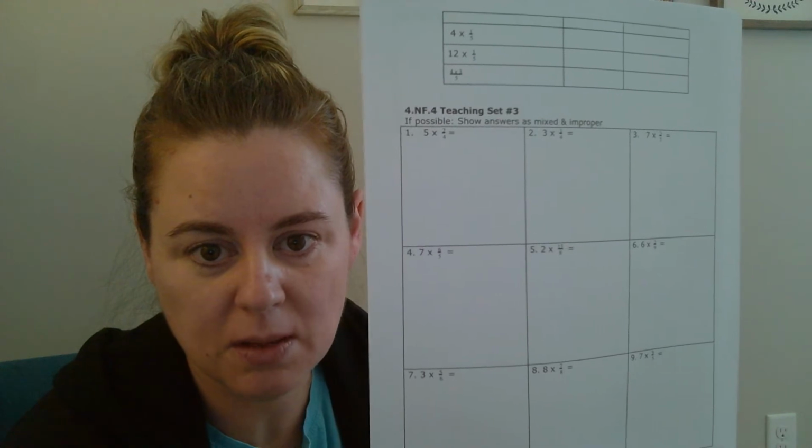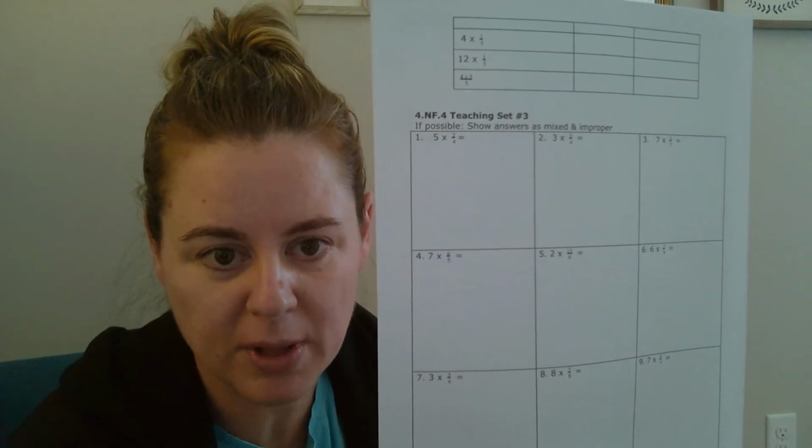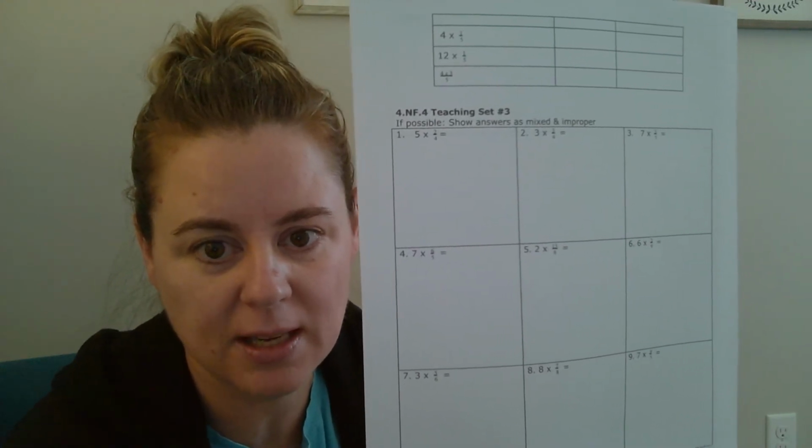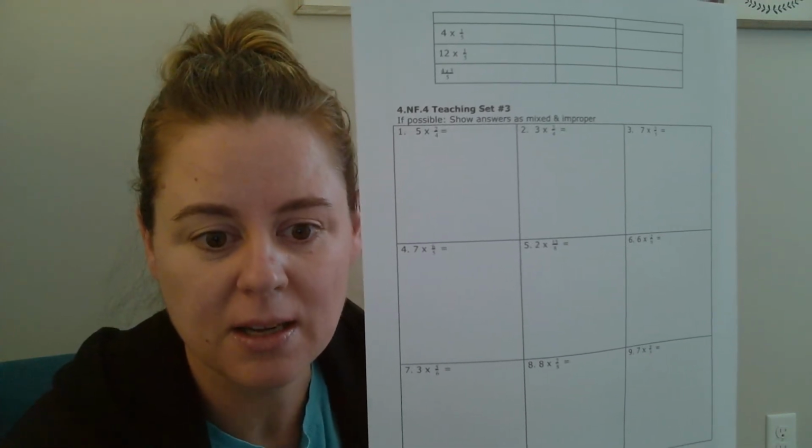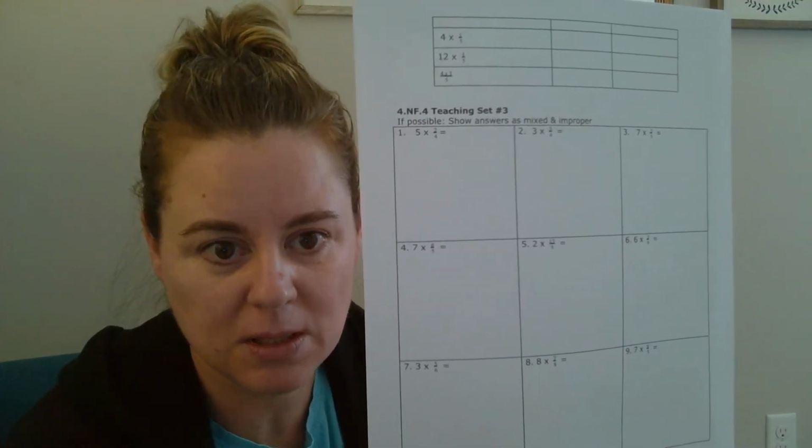So we are showing that we can take a whole number and multiply it by a fraction and get an improper fraction, and then also convert it to a mixed fraction. So have your teaching set in front of you. And I will zoom in a little bit here. Okay, so we are looking at number 1. Okay, can you guys see that?